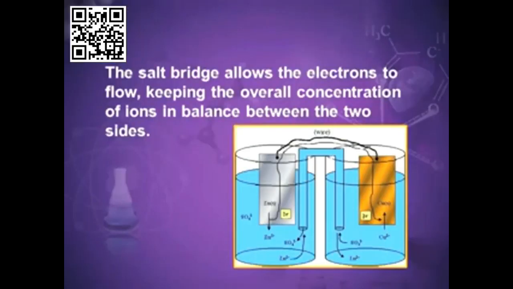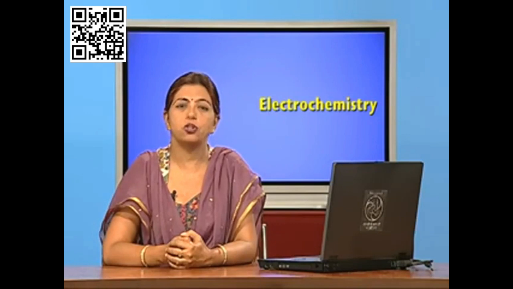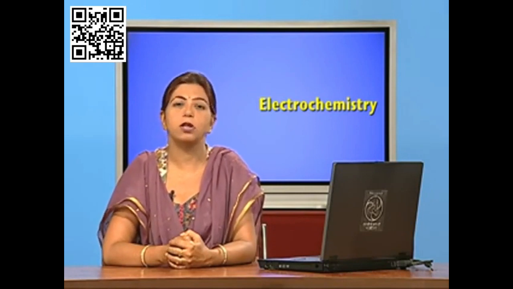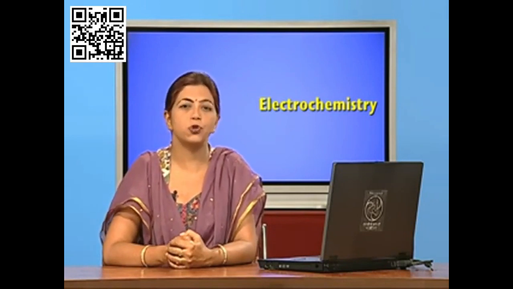Now you can see from the figure that the direction of the electrons is from zinc to copper, and we already know that the direction of the flow of the current is opposite to the direction of the flow of electrons. So, if electrons are moving from zinc to copper, the current will flow from copper to zinc.